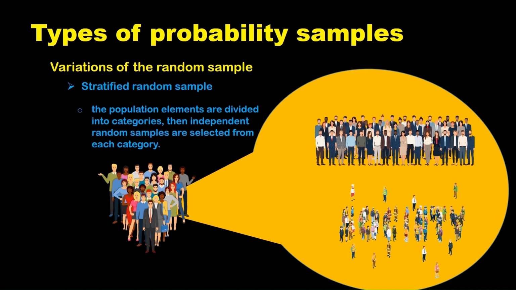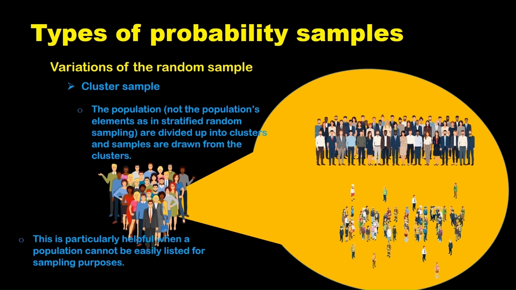Variations of the random sample are the following: stratified random sample. The population elements are divided into categories, then independent random samples are selected from each category. Cluster sample. The population, not the population's elements as in stratified random sampling, is divided up into clusters and samples are drawn from the clusters. This is particularly helpful when a population cannot be easily listed for sampling purposes.